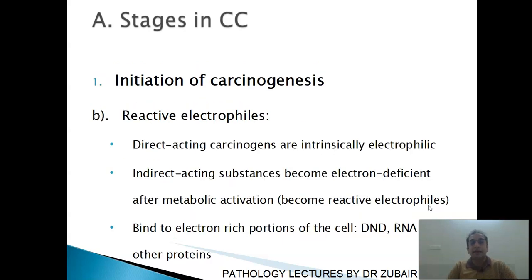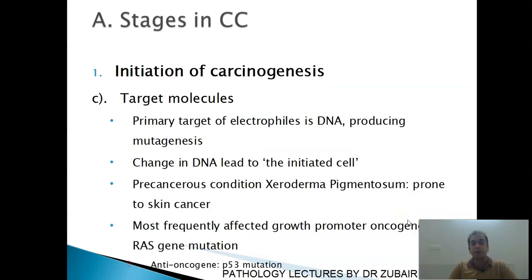Next, coming to reactive electrophiles, the direct acting carcinogens are intrinsically electrophilic. Indirect acting substances become electron deficient after metabolic activation. That is, they become electrophiles. Phile means love the electrons. Because they are deficient in electrons, they love the electrons. They bind to electron-rich proteins of the cell, the DNA and the RNA and other proteins.